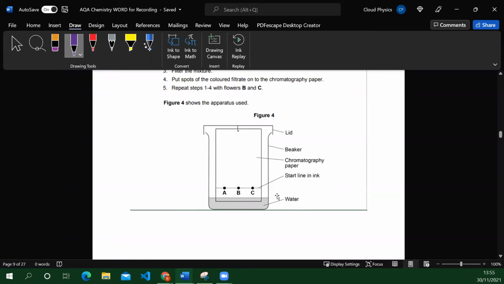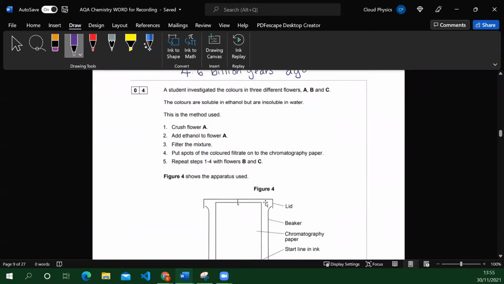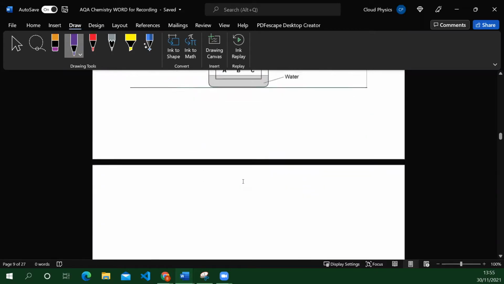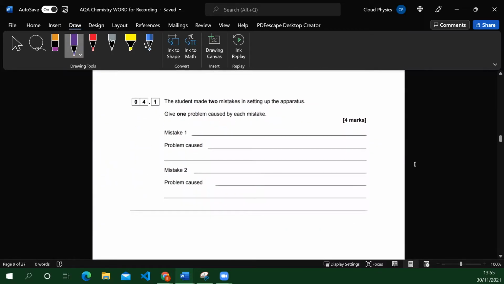Okay, and also water is shown as a solvent, but it says they're insoluble in water, so that won't do anything. So yeah, that should have been ethanol. So let's write that out.